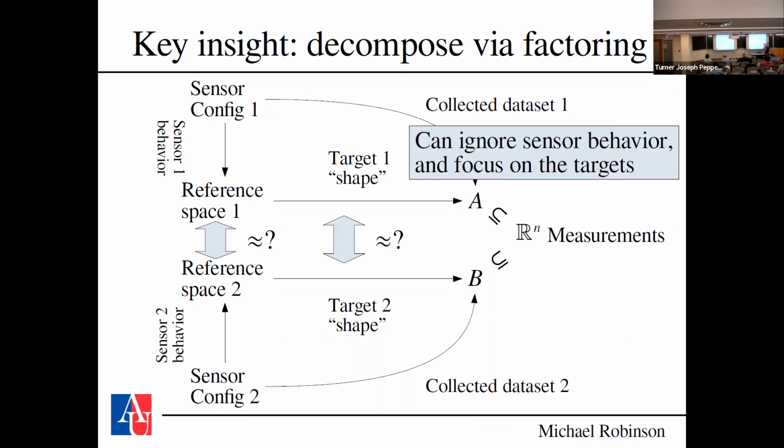Okay, so effectively, this will allow me to ignore the sensor behavior because I've factored it out in some precise but weird sense, and focus just on the effects of the target on its factorizations.